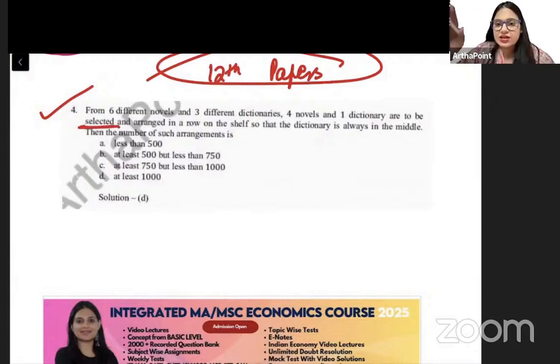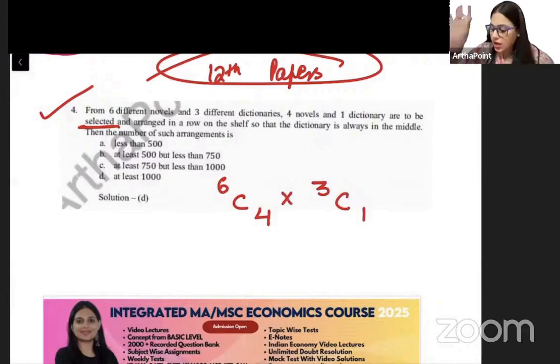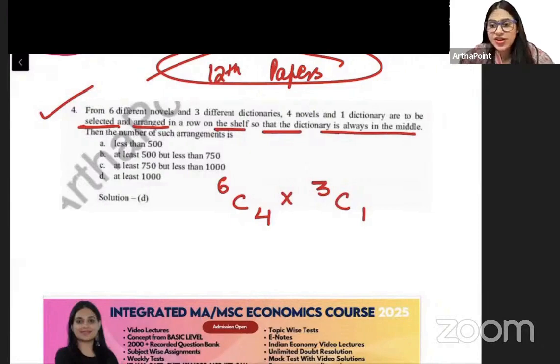It says they are selected. So out of 6 novels, I am selecting 4. Out of 3 dictionaries, I am selecting 1. Selection done. अब आगे देखो. Arranged in a row on the shelf so that dictionary is always in the middle. Now I need to do arrangement.